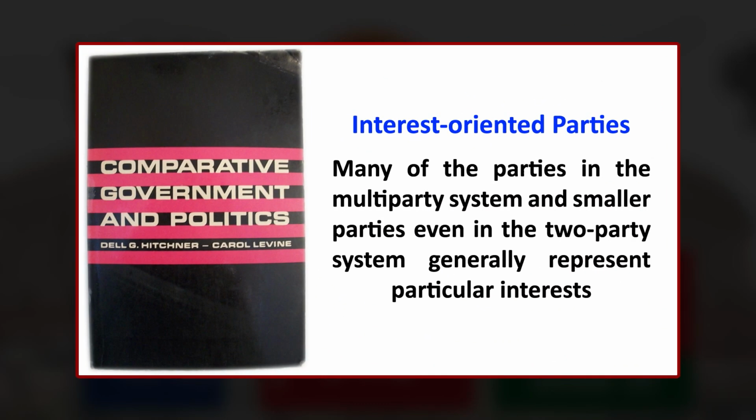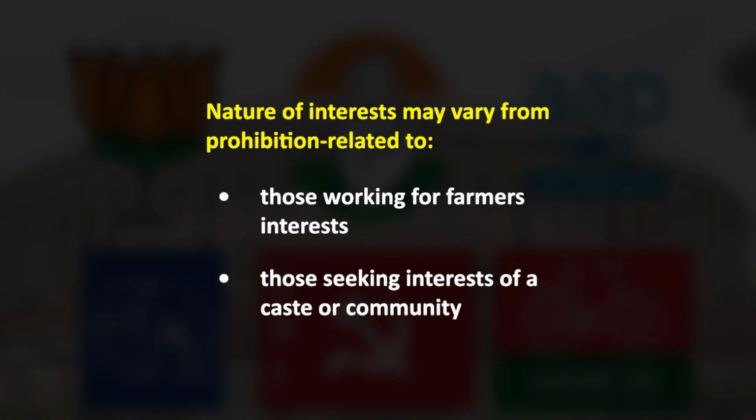According to Hitchner and Levine, many of the parties in the multi-party system and smaller parties, even in a two-party system, generally represent particular interests. Thus, these may be described as interest-oriented parties. When an interest group converts itself into a party, either temporarily or permanently, it comes in this category. The nature of interests may vary from prohibition, to those working for farmers' interests, or those seeking the interests of a caste or community.